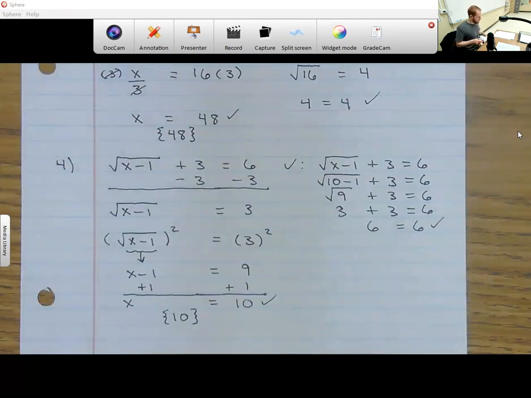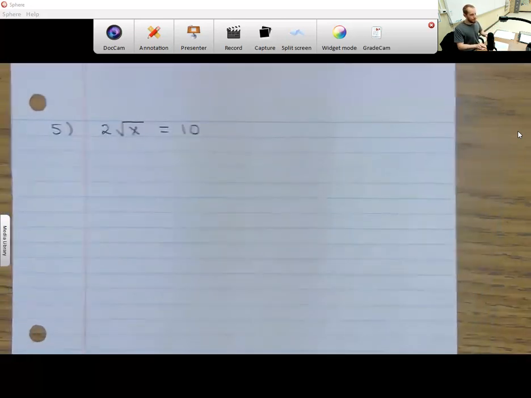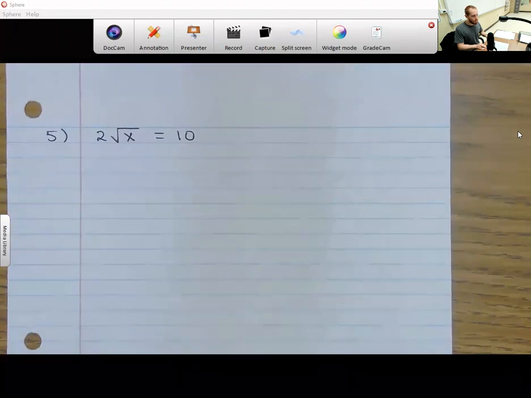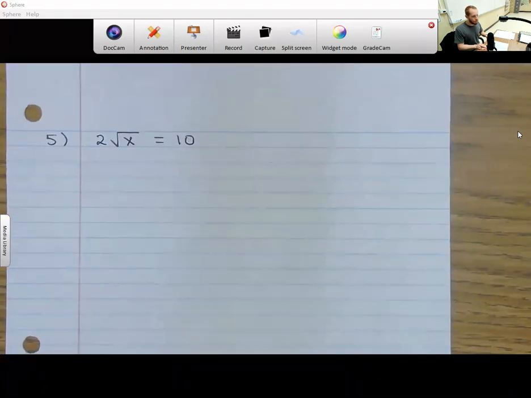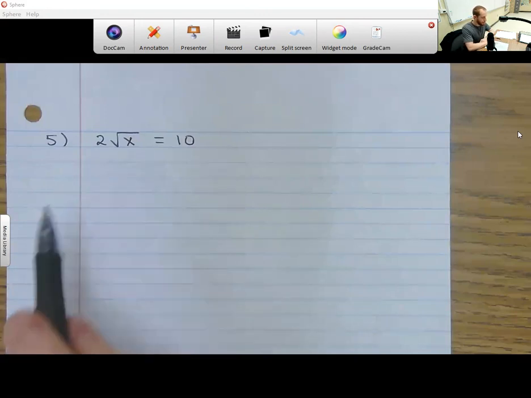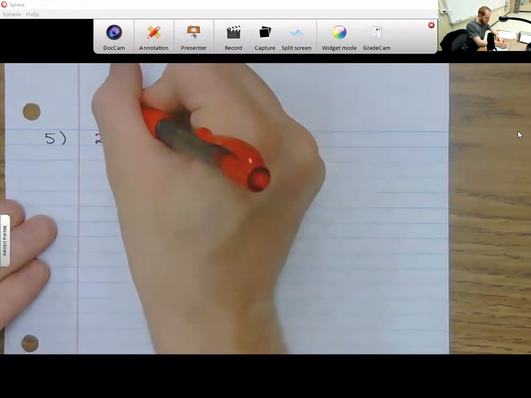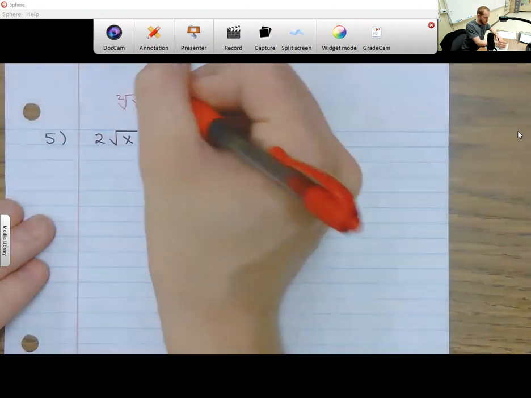Okay, number 5. Number 5 is 2 times the square root of x is equal to 10. 2 times square root of x is equal to 10. So basically, I'm doubling this radical. Now, it's very important that you understand that we're multiplying by 2, right? This is not an index. If this was actually an index, it would look like this.